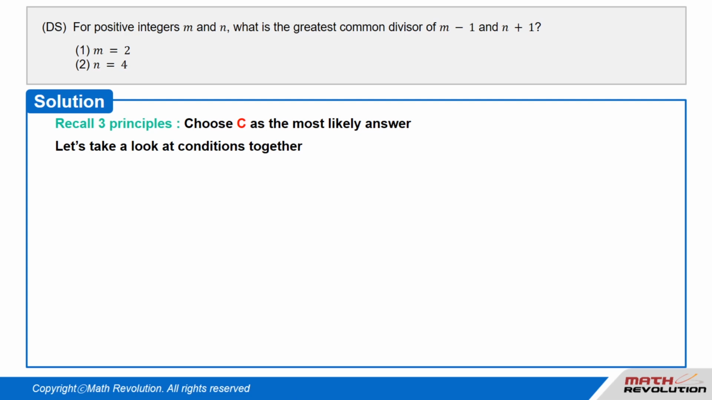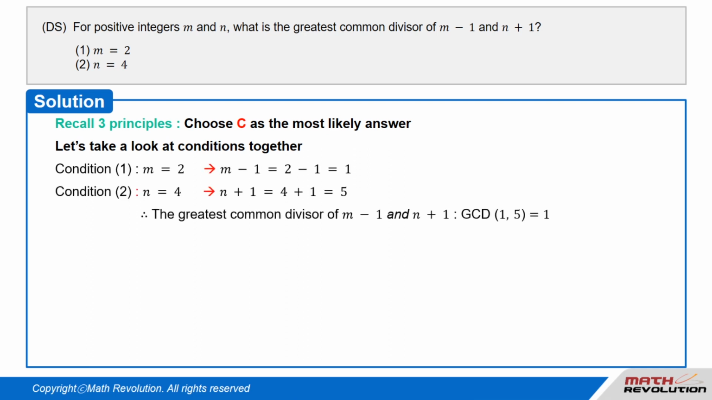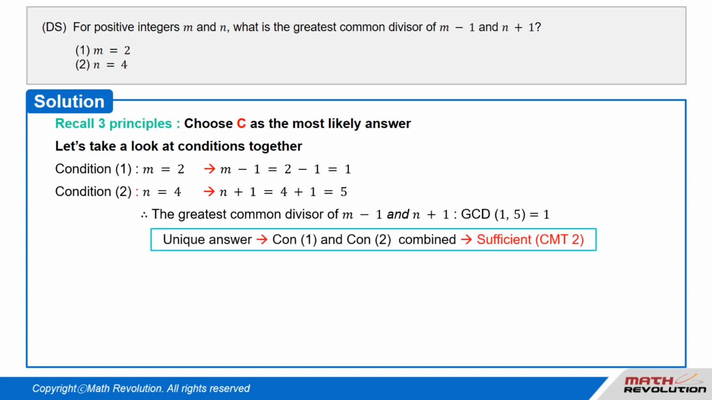Let us take a look at both conditions together. When we take the 2 conditions combined, we get m equals 2, which gives m minus 1 equals 2 minus 1 equals 1, and n equals 4, which gives n plus 1 equals 4 plus 1 equals 5. Thus, the greatest common divisor of m minus 1 and n plus 1, which is GCD(1, 5), will be 1. The answer is unique, and conditions 1 and 2 combined are sufficient by CMT2, which states that the number of answers must be 1. Thus, C seems to be the answer.